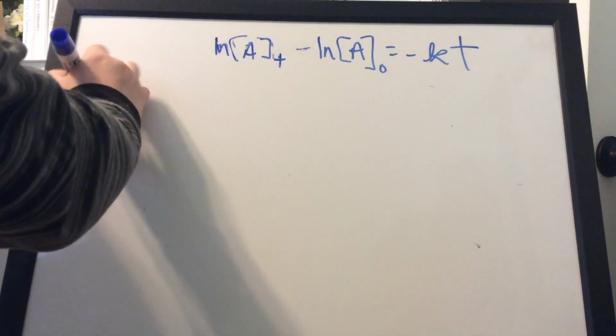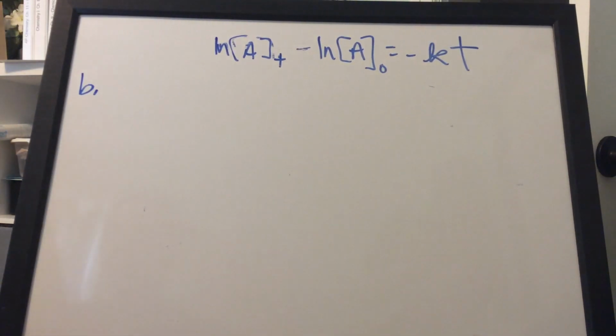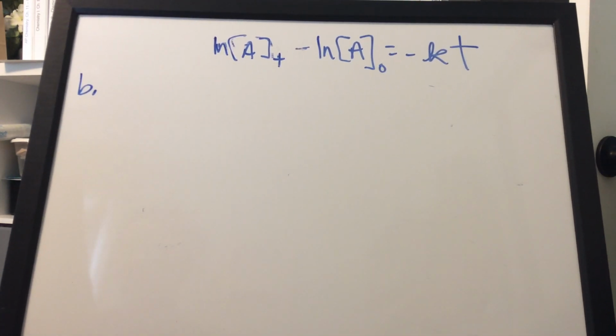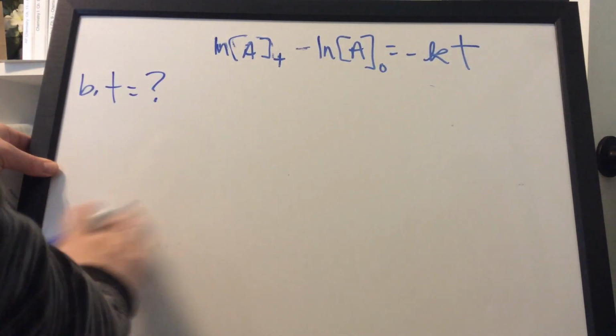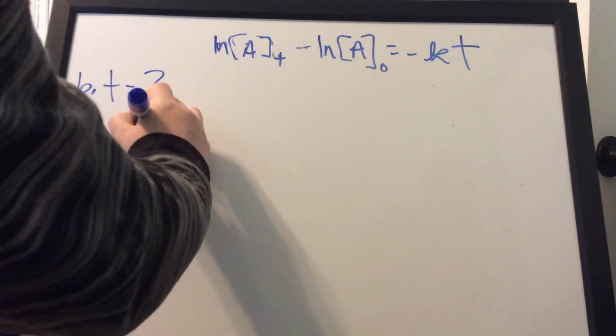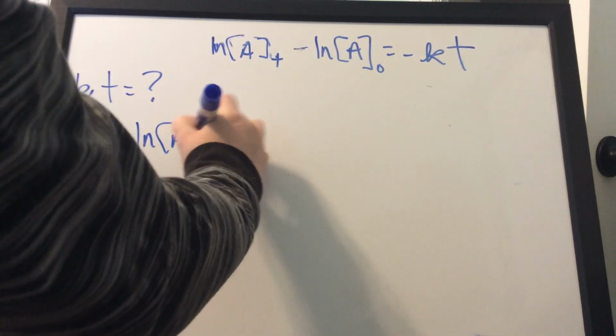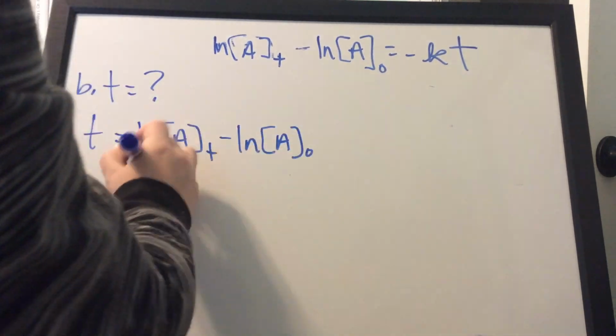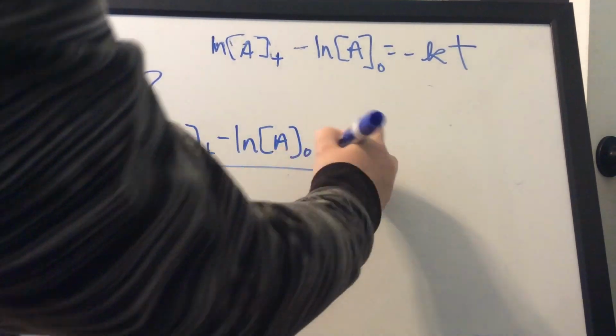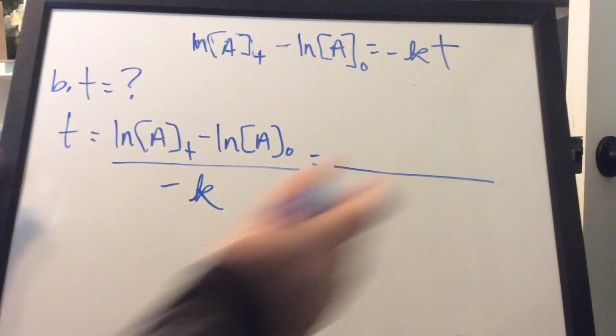Part B says, how long will it take for the concentration of the insecticide to drop to 3 times 10 to the negative 7th? Okay, so in this case, I must be looking for time, right? How long will it take? So I want to rearrange this equation for t. I need to get rid of my negative k, so I'll just divide. So t is natural log of concentration at time t, minus natural log of initial, over negative k. Plug in, I should be done.